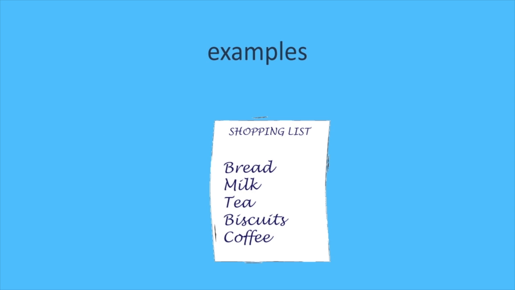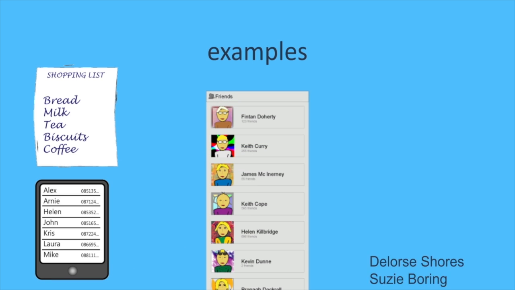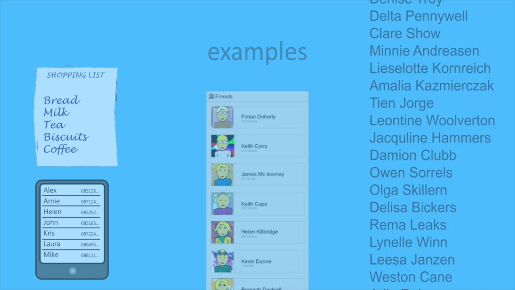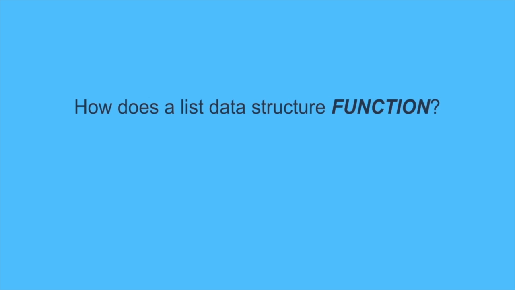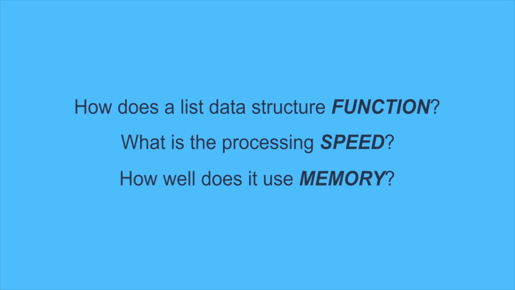Examples of lists in real life might include a shopping list, your contact list in your phone, a list of Facebook friends, or a list of 5,000 students enrolled in a college. One of the common questions asked by programmers is, when would you use an array versus when would you use a linked list? To answer this, we need to understand three basic things. 1. How a list data structure functions. 2. Its processing speed. And 3. How well it uses memory.